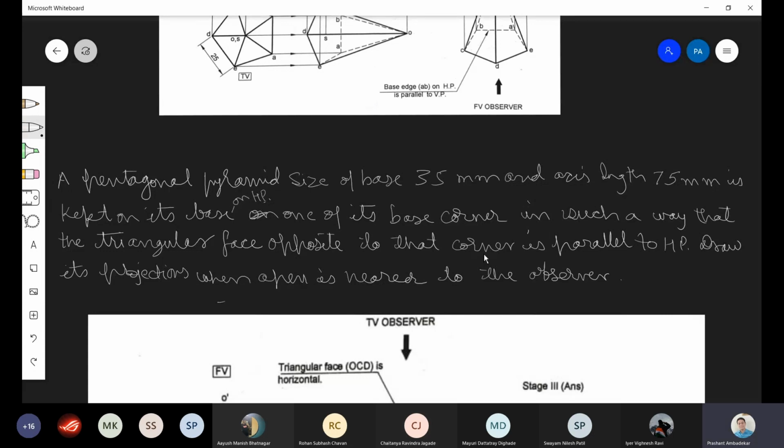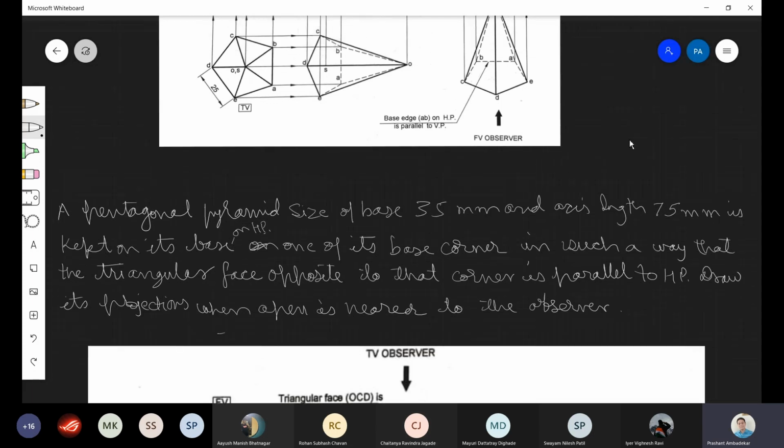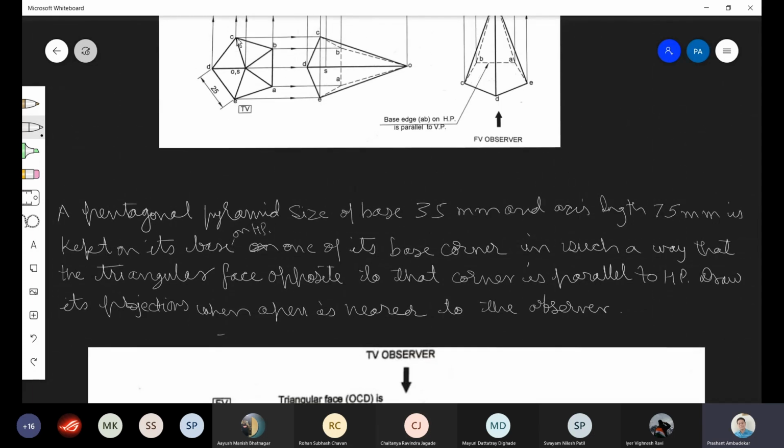उस पॉइंट का अपोजिट साइड क्या होगा? You can see it here. सपोज यू इमेजिन E. E का अपोजिट साइड कौन सा होगा? सी बी. If you imagine A, A के लिए अपोजिट साइड कौन सा होगा? डी सी. Like that. So it is resting on its base corner in such a way that the triangular face opposite to that corner. So which is the triangular face opposite to the corner A here in this earlier stage? Can anyone tell? Triangular face opposite to corner A. Sir, OCD ना sir? Correct. Triangular face opposite to corner B.